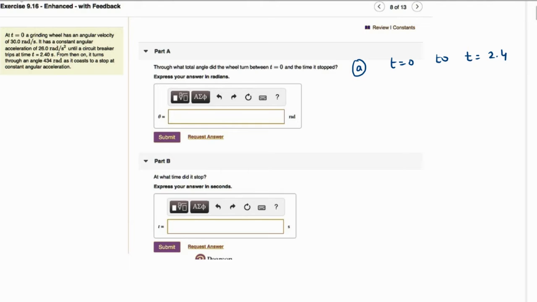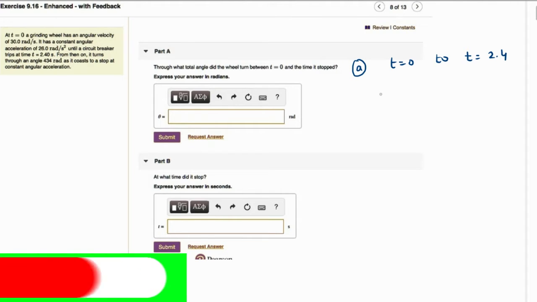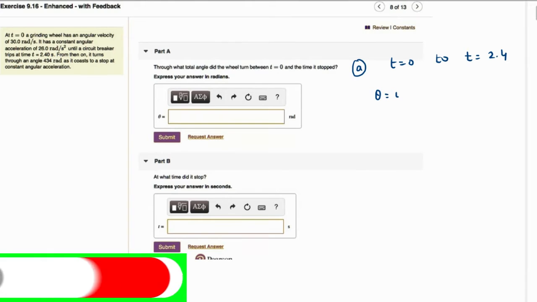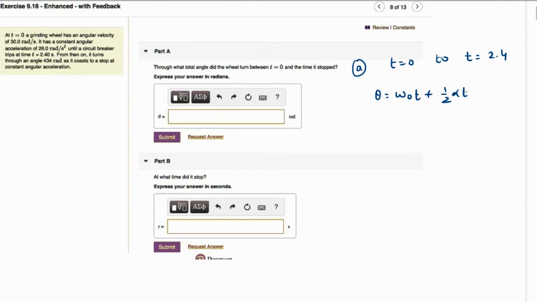it has moved. So the equation which governs it, I think we can use the second equation of motion, that theta is equal to omega naught t plus half alpha t squared. Initial angular speed is 30, the time is 2.4, plus half alpha is 26 times 2.4 whole squared. So this value comes out as 30 times 2.4 plus 0.5 times 26 times 2.4 squared. So this value comes out as 146.88 radian.